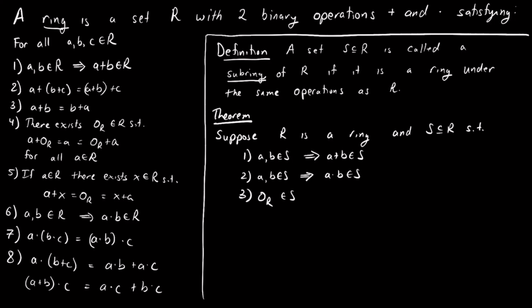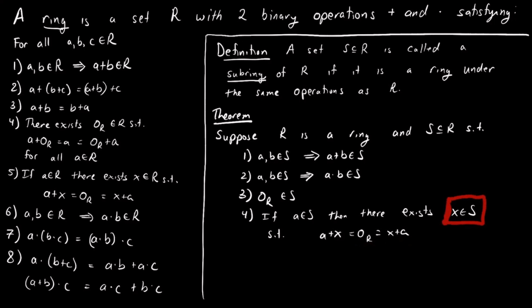3, the 0 element of R has to be inside of S. And 4, if A is in S, then there exists an element X in S such that A plus X is 0 and X plus A is equal to 0. Notice we can't take this for granted. We know that such an element X exists inside of R, but we don't know that it necessarily exists inside of S. So we have to check that this element is actually inside of S. Once we have checked these conditions, we get that S is a subring of R.